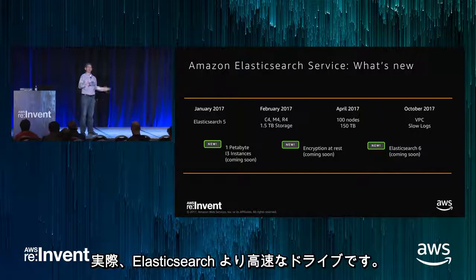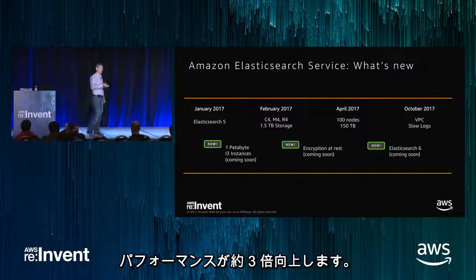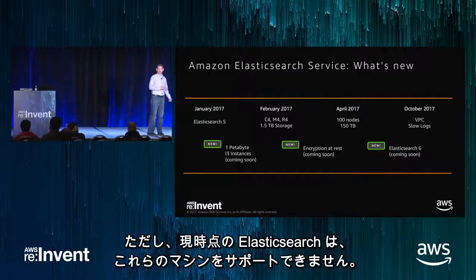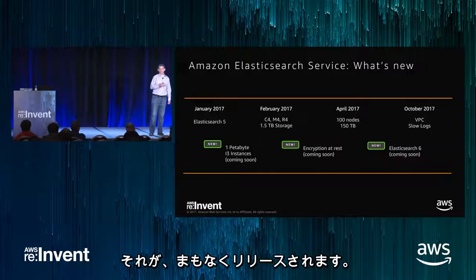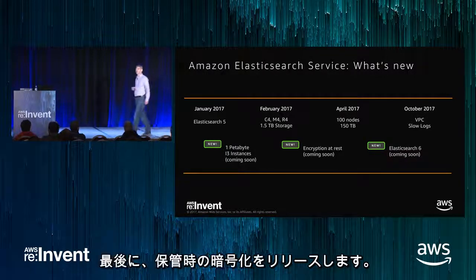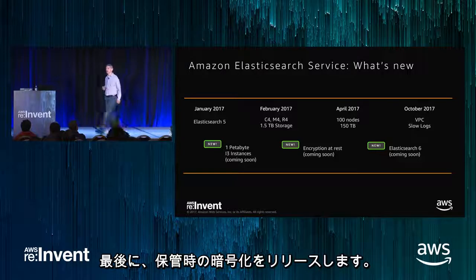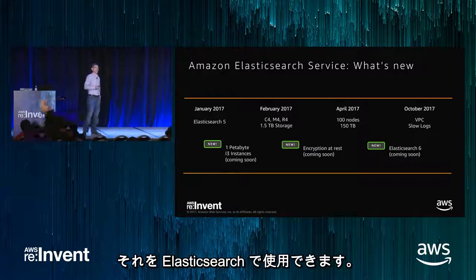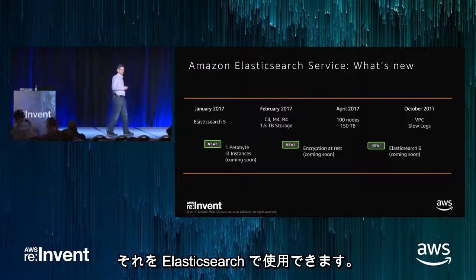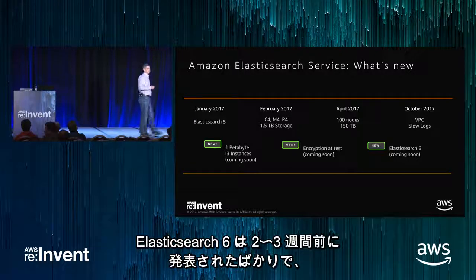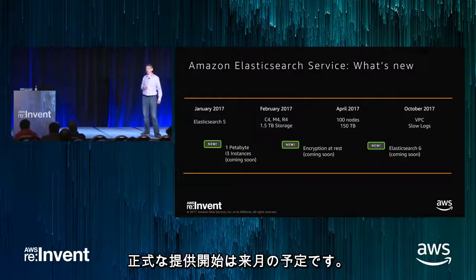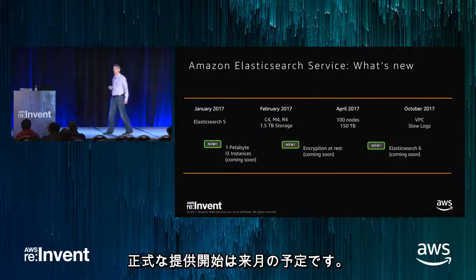Actually, the drives are faster than Elasticsearch, so you'll get about 3 times better performance, but Elasticsearch today can't even push those machines, and so that's going to be coming up pretty soon. We're finally launching encryption at rest, and that's also going to be supporting KMS, so you'll be able to manage your own keys and use that on Elasticsearch. And then Elasticsearch 6, which was just released, I think, 2 to 3 weeks ago, is also planned to launch next month.